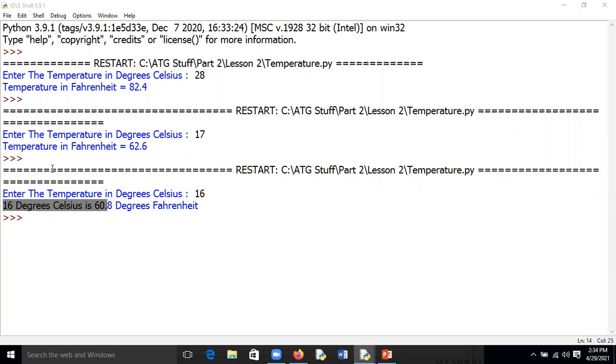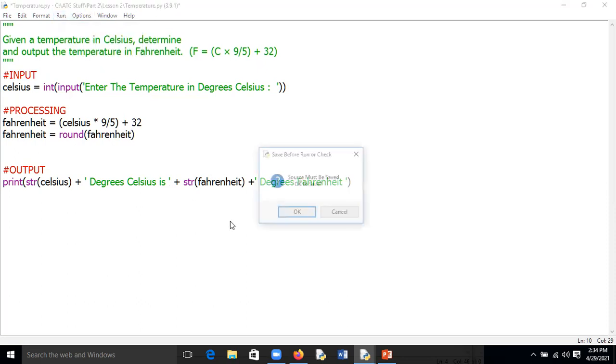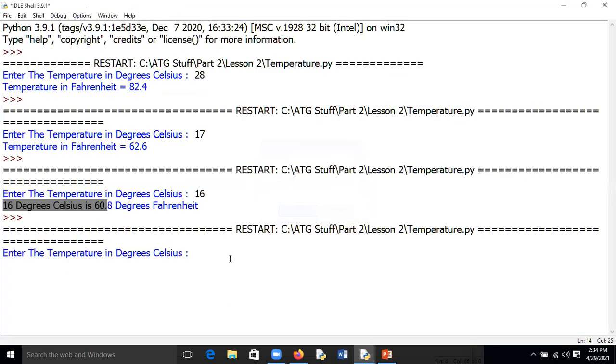And if I wanted it rounded off to the nearest whole number temperature, once again, I'm going to go with Fahrenheit is assigned round, and it's going to be Fahrenheit. So that would round it off. So let's run this. I'm going to enter 16 again. And remember, when we entered 16, it was 60.8. Now it should be 61 degrees Fahrenheit. Okay, so you can see how we're using the round.